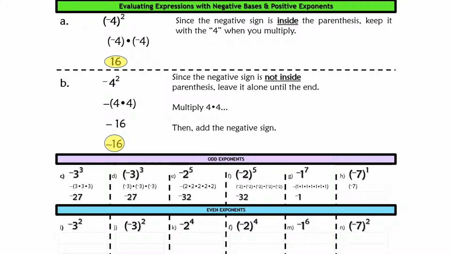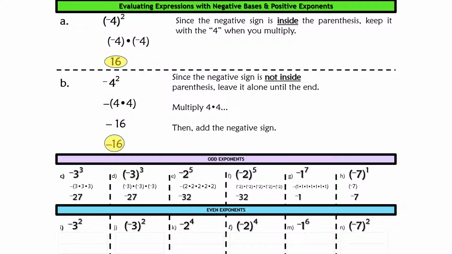Letter G, we're going to ignore the negative, expand and multiply, then pop that negative on at the end for -1. But in letter H, taking -7 to the first power is just as simple as saying, what is -7 one time? Well, it's just -7. Now, notice that with all those odd exponent examples, when the base was negative, it pretty much guaranteed that the final answer was negative as well.